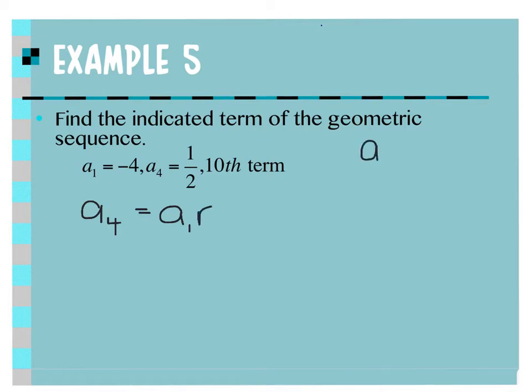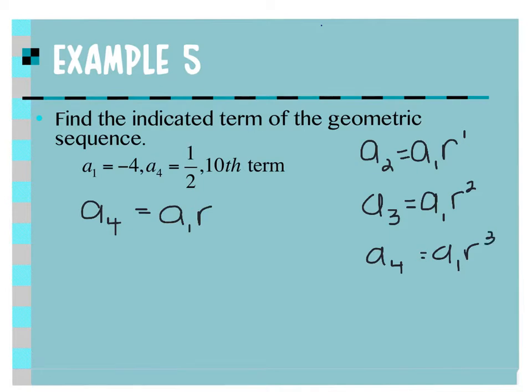So if I'm finding, let's say, the second term, this would be whatever a sub 1 is times r to the 2 minus 1, which is 1. If I was finding a sub 3, it would be a sub 1 times r to the 3 minus 1, which is 2. If I was finding a sub 4, it'd be a1 r to the 4 minus 1, which is 3. So what do you notice about the relationship between the numbers on the right side and the numbers on the left side of these? If the bottom is 1, the exponent is always 1 less than it, right?